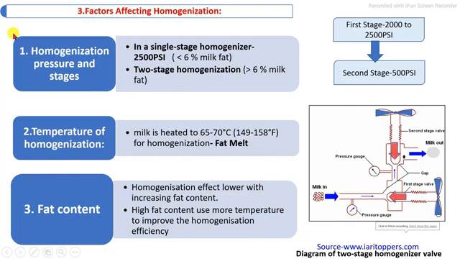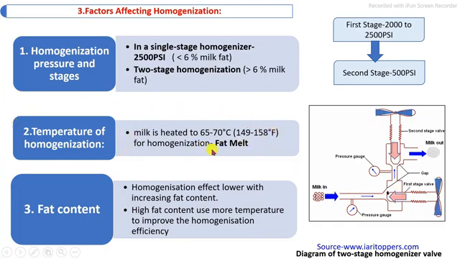What are the factors that affect the efficiency of homogenization? First, the pressure and the stage applied. Homogenization may be carried out in a single stage or two stages, depending on the initial fat content, and the pressure varies as per our requirement. Mostly in the first stage, pressure in the range of 2000 to 3000 psi maximum is used, and in the second stage 500 psi pressure.